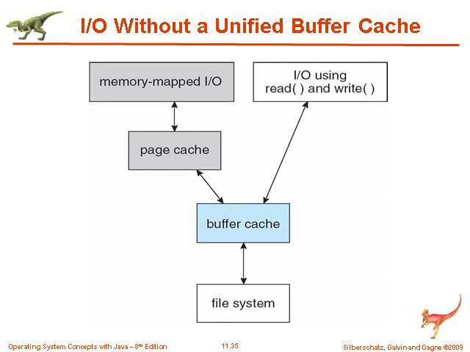If a unified buffer cache did not exist, then we have this situation where memory-mapped I/O has to go through two caches, the page cache and the buffer cache. This double caching system adds overhead and wastes memory. It can also lead to file corruption due to discrepancies between the caches.